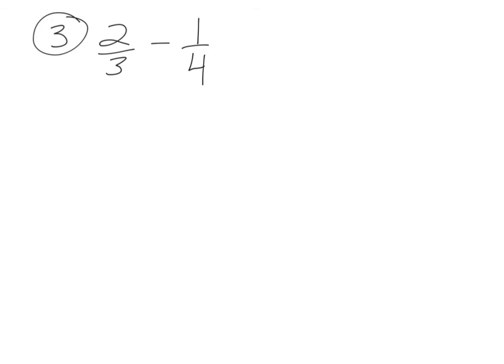Let's try an example with subtracting. The process is still the same. We see the 3 and the 4. They're different. We cannot subtract the 3 and the 4. 2/3 minus 1/4. We cannot subtract those because they are unlike. So that means we need to take our denominator of 3 and our denominator of 4 and find the multiples.